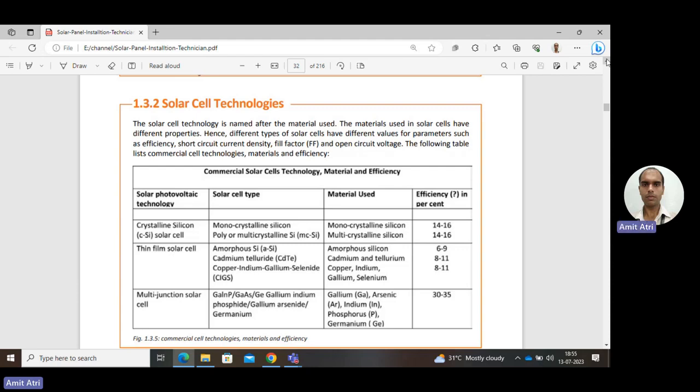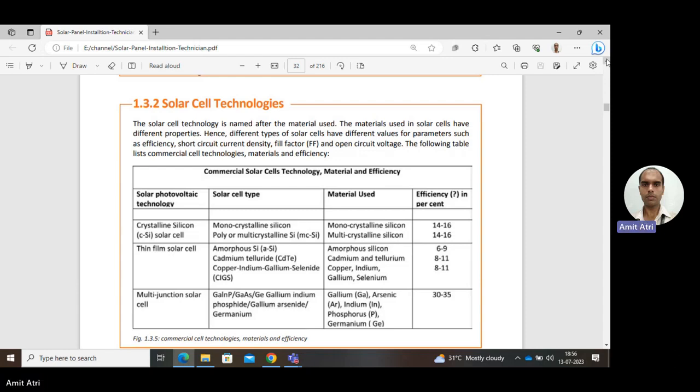First technology is crystalline silicon solar cell. It is of two types: monocrystalline silicon, and second, polycrystalline. Polycrystalline silicon is also known as multicrystalline silicon. The material used is monocrystalline silicon in the first type of cell, and multicrystalline silicon in the multicrystalline or polycrystalline solar cell. Efficiency is 14 to 16% in this case.